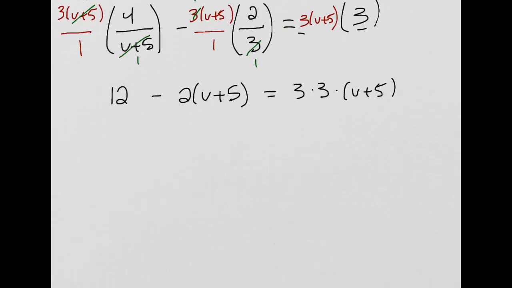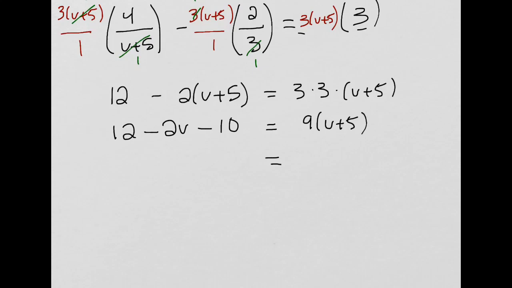Okay, now if we just clean this up a little bit, 3 times 3 is 9. And then on the other side, let's distribute that 2 through. And really it's a negative 2. So negative 2 times v is negative 2v. Negative 2 times 5 is minus 10. Okay, and on the other side, let's distribute the 9 through. So 9 times v is 9v. 9 times 5 is 45. So on the left-hand side, notice I do have a couple like terms that I can combine there. So 12 minus 10 is 2. Minus 2v equals 9v plus 45.